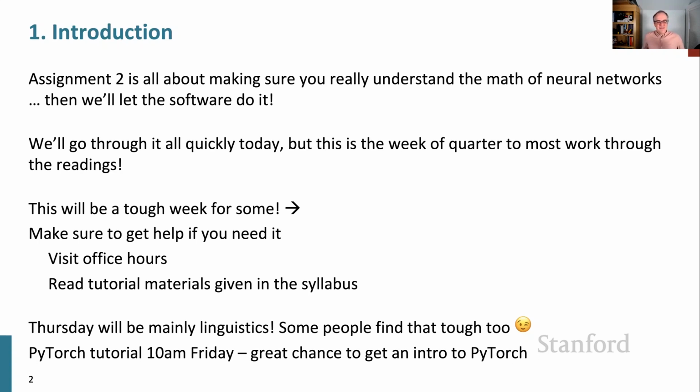Okay, so starting today, we've put out assignment 2, and assignment 2 is all about making sure you really understand the math of neural networks and then the software that we use to do that math. So this is going to be a bit of a tough week for some. For some people who are great on all their math and backgrounds, they'll feel like this is stuff they know well, nothing very difficult.